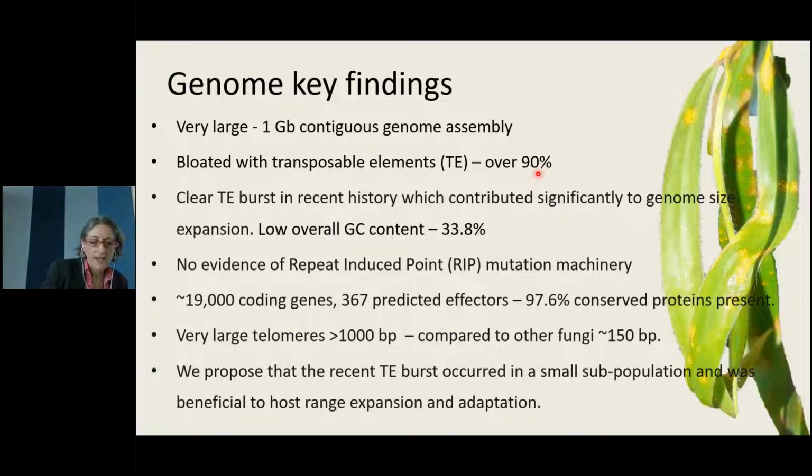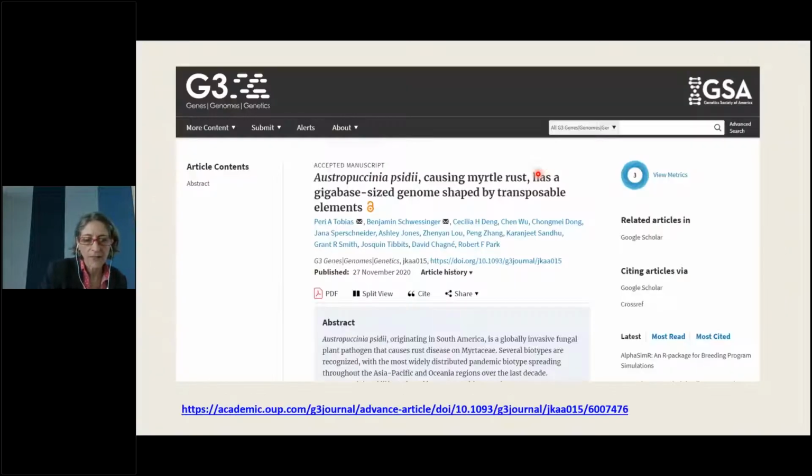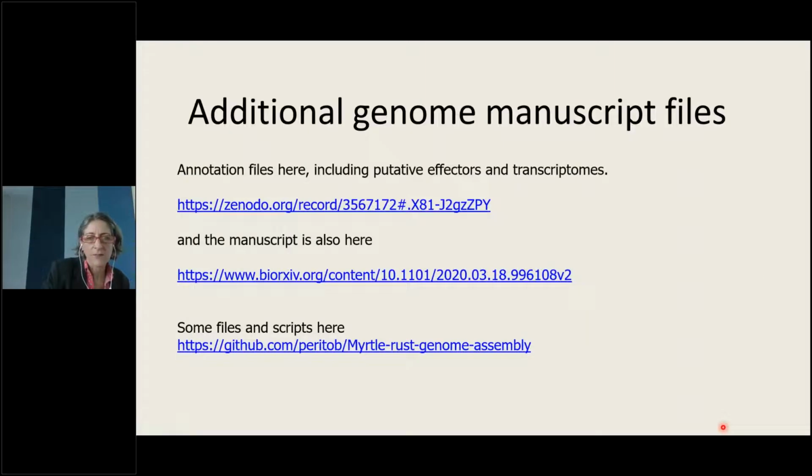The proposal that we've made in our paper is that the recent TE burst occurred in a small subpopulation and was beneficial to host range expansion and adaptation, and it fits with the radiation of the Myrtaceae. The publication pre-proofing is out on this website, and it's also available here along with some annotation files. The putative effectors and the transcriptomes are all available at these sites, and I think Renee will share those later.